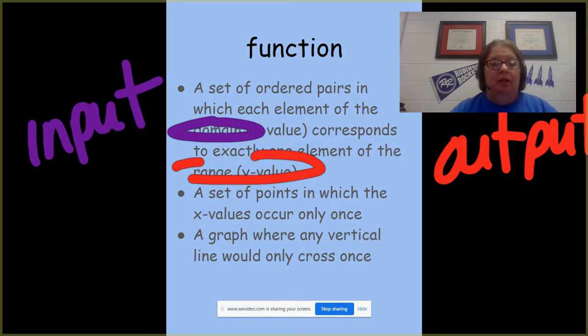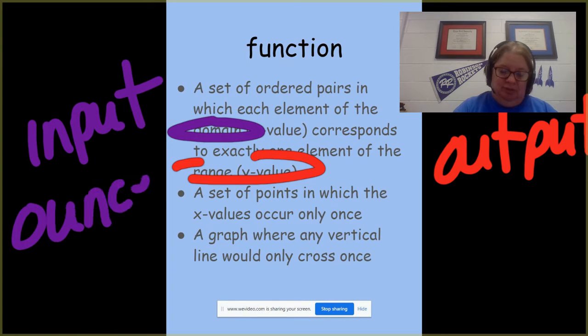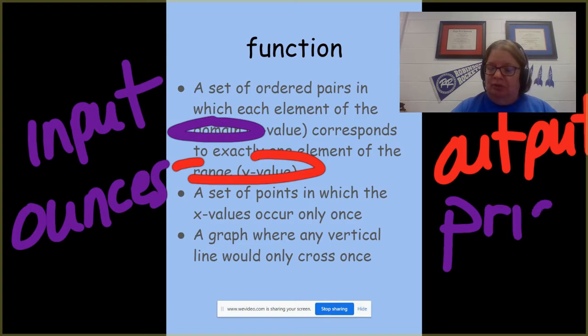Okay. So let's think about your video. What was the input? What was the output? How do they determine how much to charge you for your yogurt? They do that by the number of ounces, right? So what happens as the number of ounces goes up, the price goes up, right? So what's the input? The input would be the number of ounces. The output would be the price or the cost.